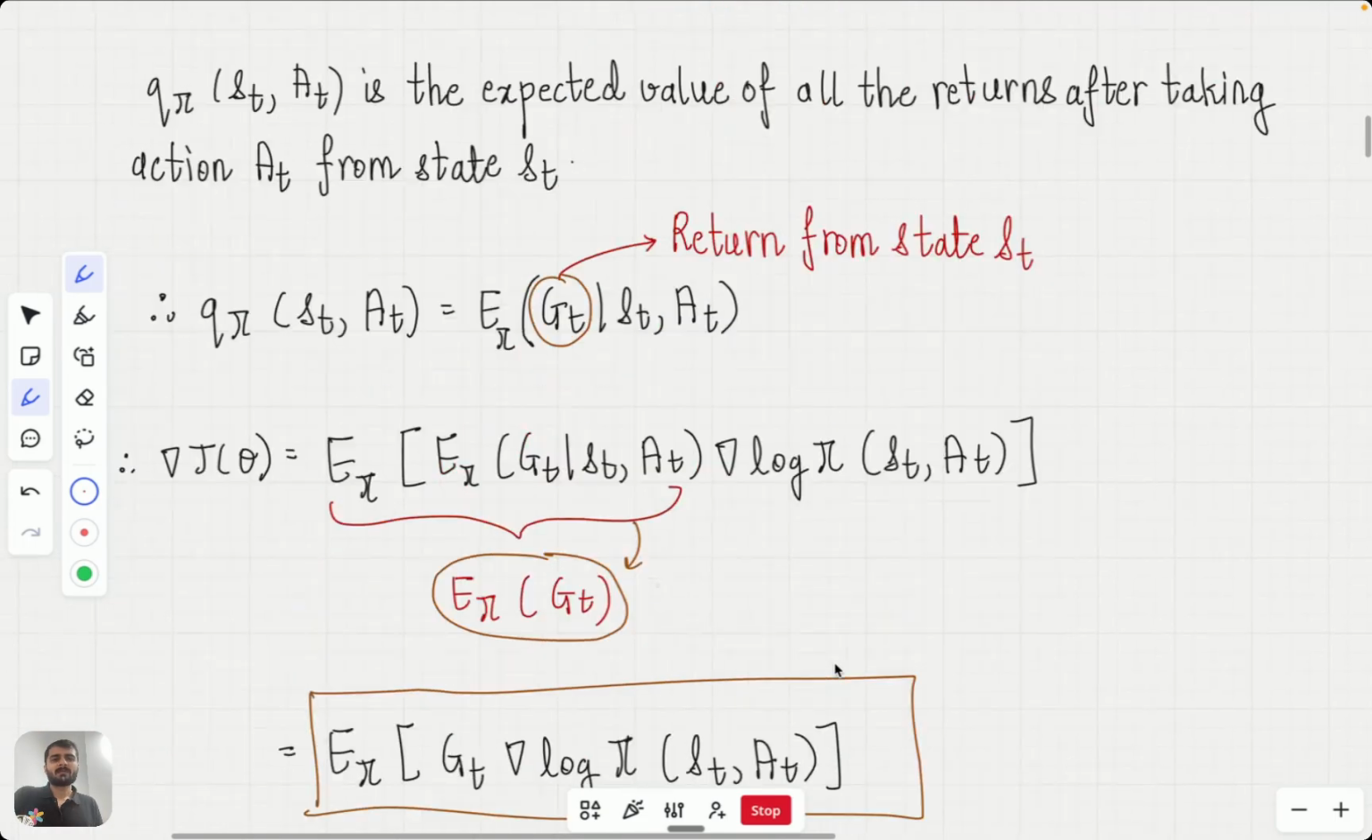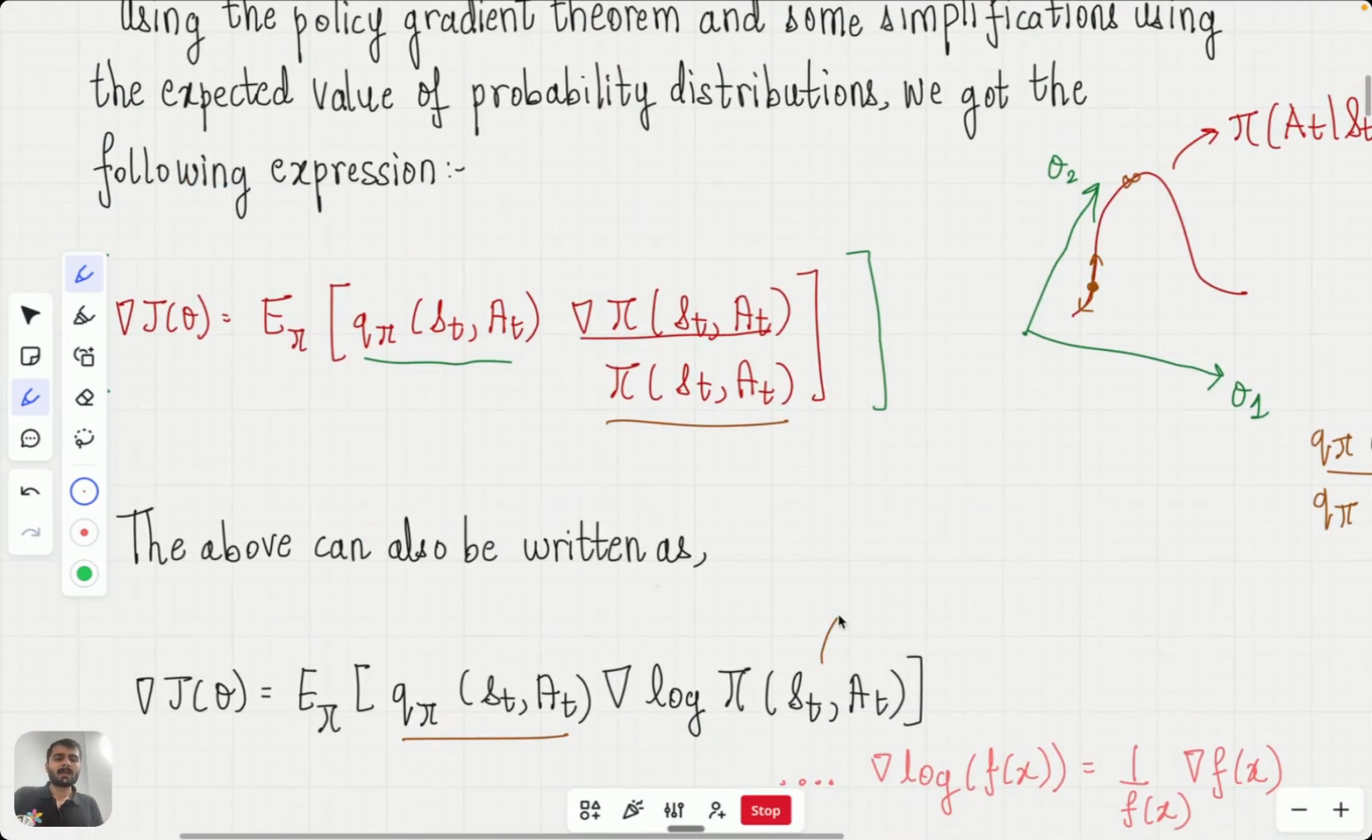So here, wherever I have written s_t, a_t in the π, make sure that in your mind you replace it by a_t given s_t. It's a typo which has happened in the notes at the moment.